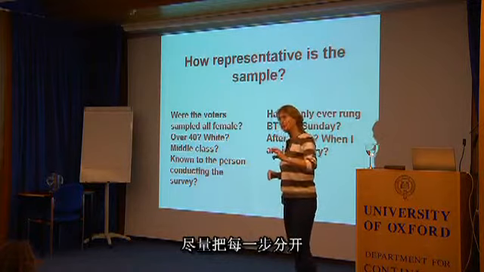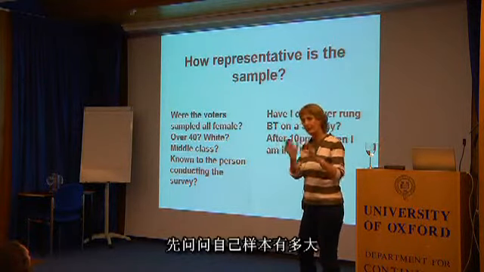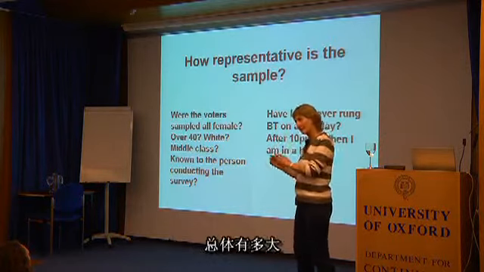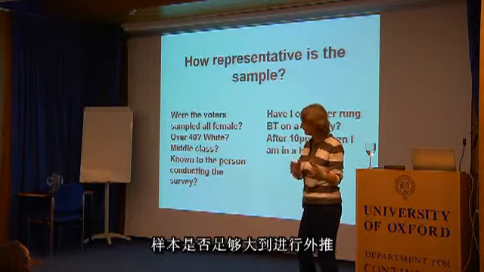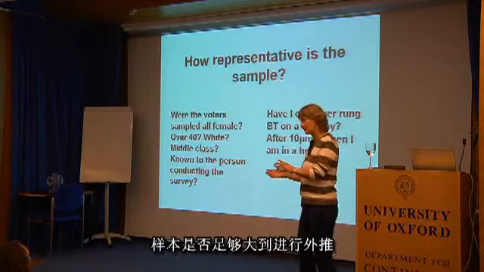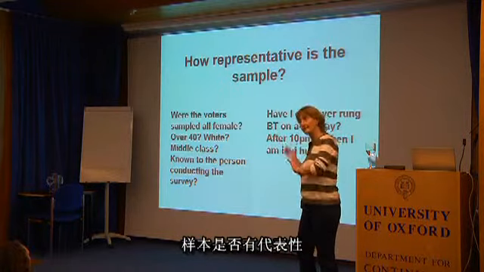Again, try and keep them separate in your mind, because if you tick off each one, you've asked yourself how many there are in the sample and how many there are in the population, and made a judgment about whether there is enough in the sample to be able to extrapolate. Second question you ask is whether the sample is representative.